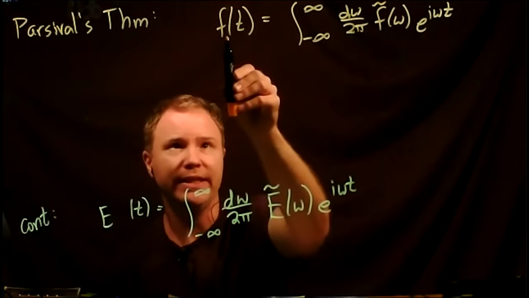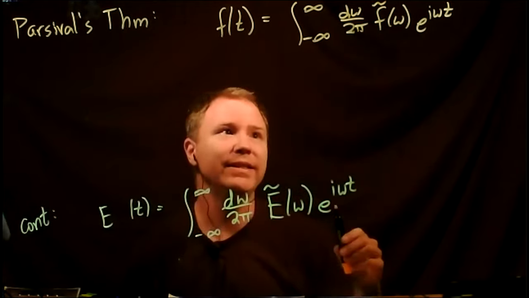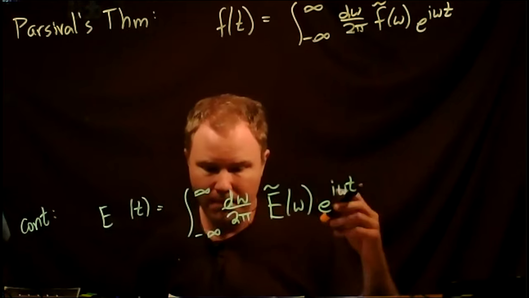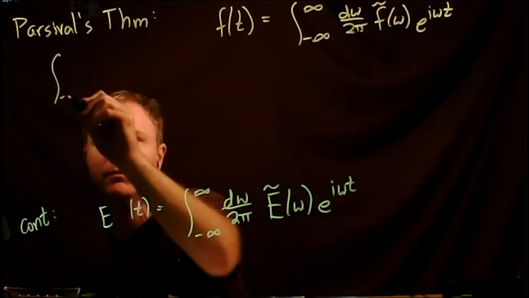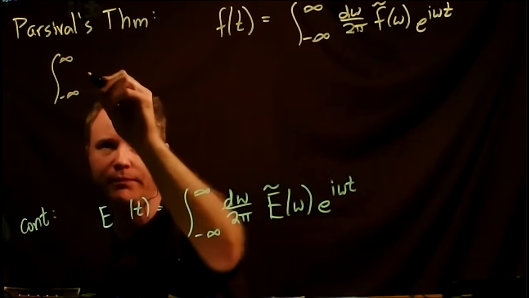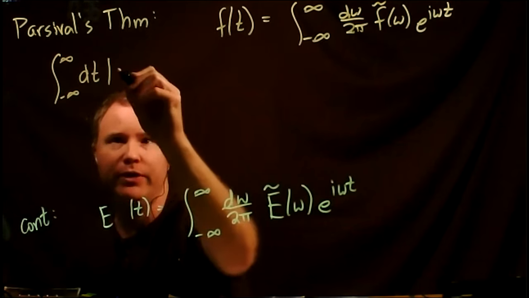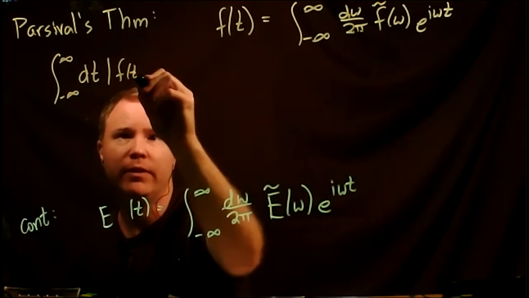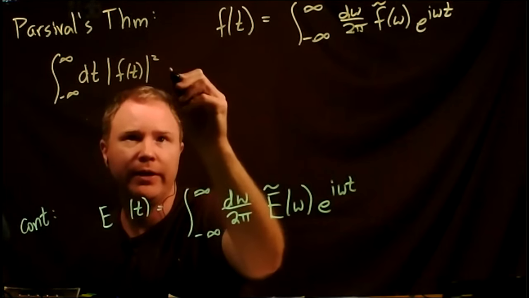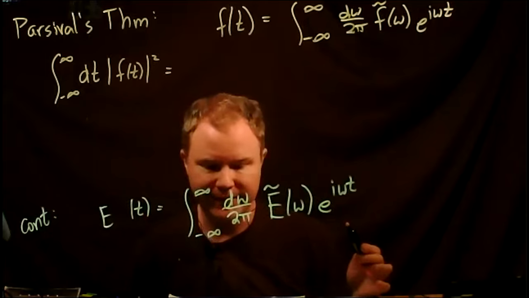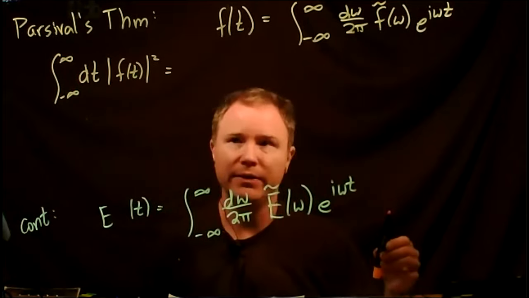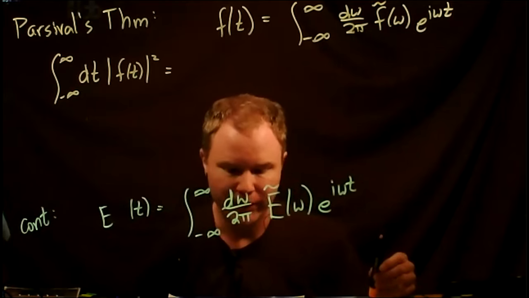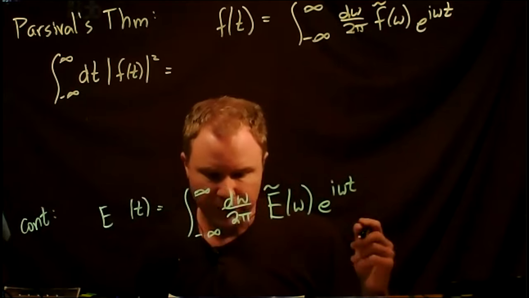So here's a density in time, here's a density in frequency. If I calculate the time integral of the magnitude of f of t squared, I want to show eventually that this is equal to the same integral of f tilde, with the right two pi's in the right places. So let me do that.